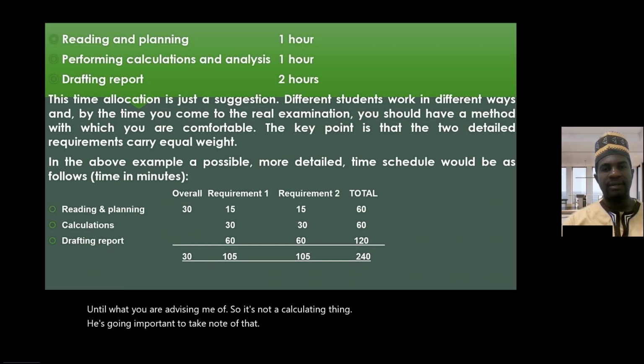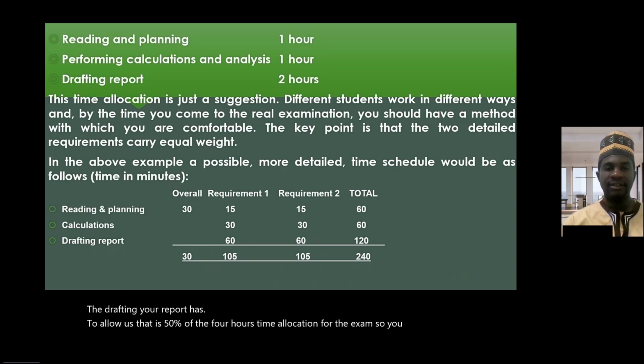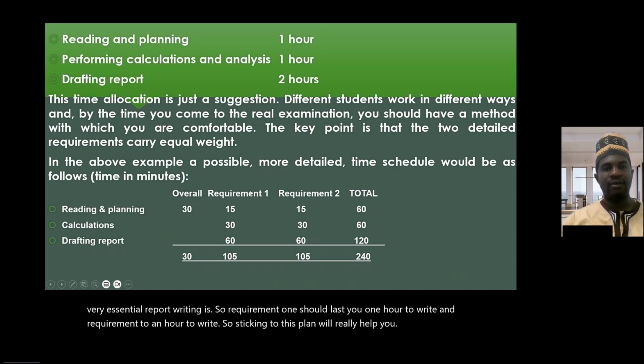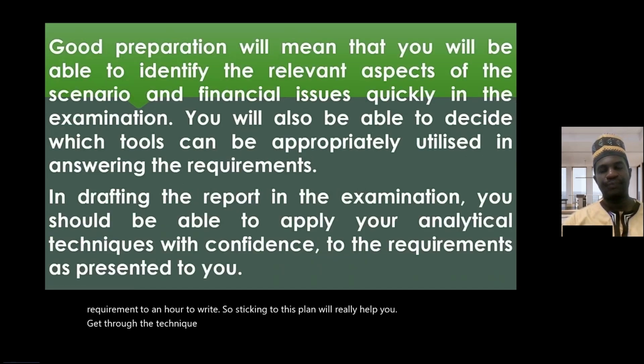Drafting your report has 2 hours. That is 50% of the 4 hours allocated for the exam. So you can see how essential report writing is. So requirement 1 should last you 1 hour to write, and requirement 2 1 hour to write. Sticking to this plan will really help you get through the technique of passing the course.